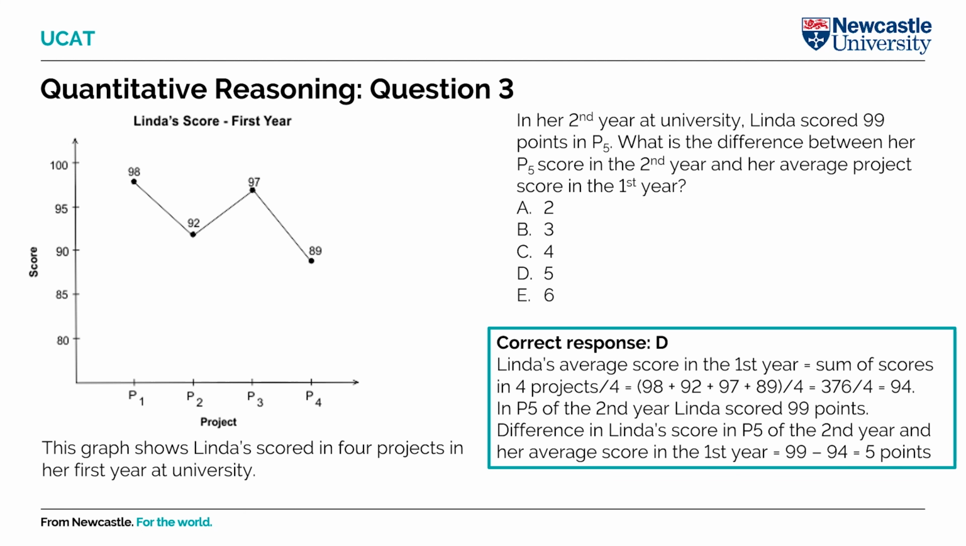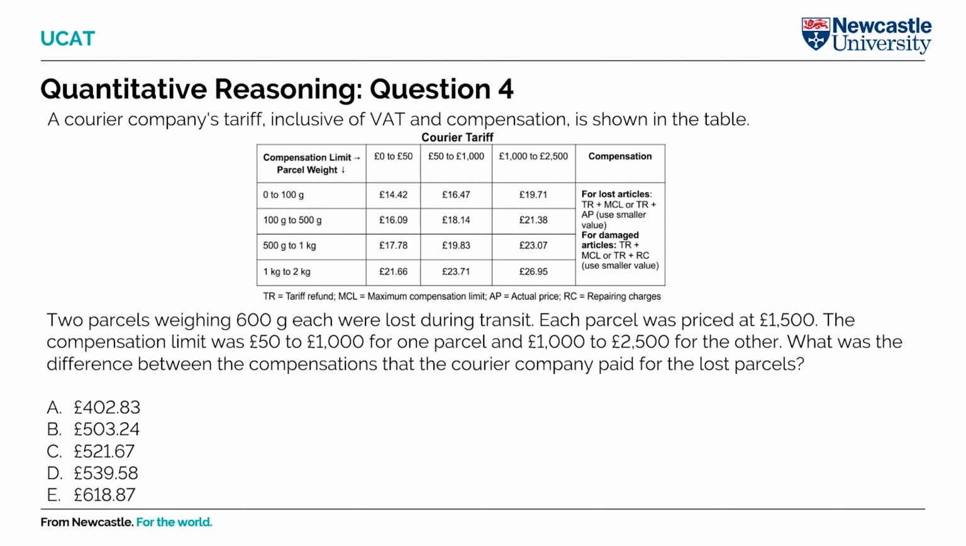So the answer for this question is D, that's 5. So Linda's average score in the first year is the sum of scores in 4 projects. In P5 at the end of second year, Linda scored 99 points. Therefore, the difference is 5 points. So again, it's GCSE level. It's just about figuring out averages and reading off graphs. But because of the time pressure, it's just a good idea to practice all this. And then I'll go on to question 4.